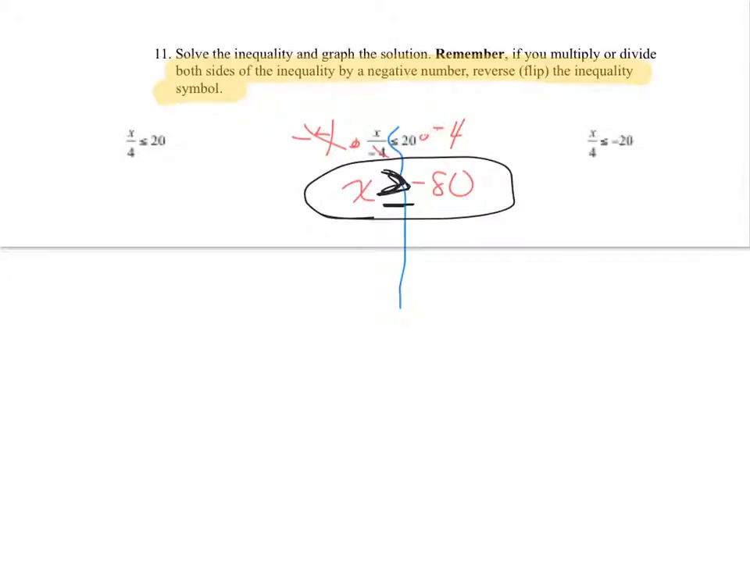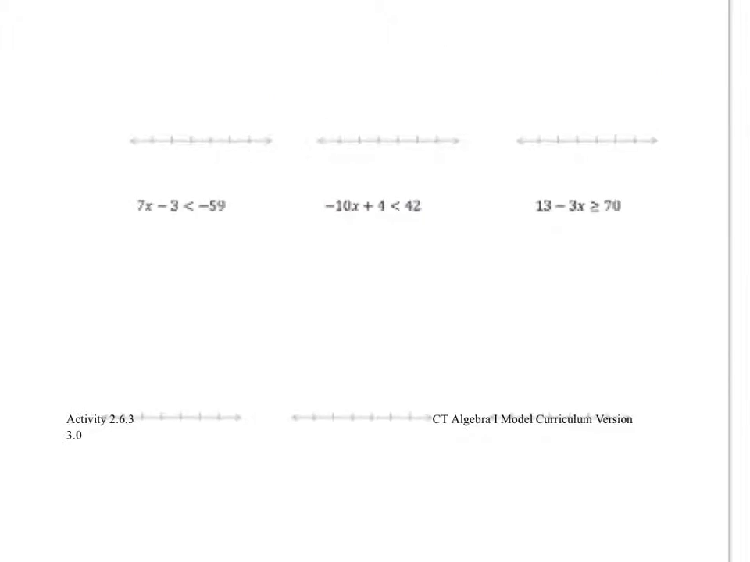Okay, do the other two. And then we're going to graph it. So I have -80. It was a greater than or equal to, so it's a shaded in dot, and greater than goes this way to the right, because that's where the numbers are bigger than it. Okay, so you can finish this up.